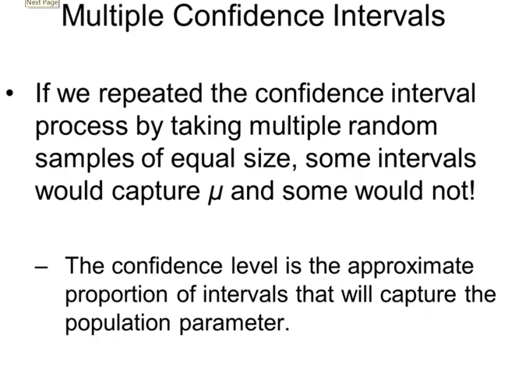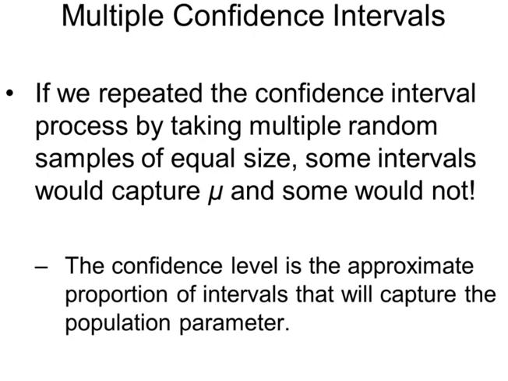Which is really helpful because it's a lot easier to get a sample mean than it is to get a population mean. The thing with confidence intervals is if we could repeat this process multiple times with random samples of equal size, some intervals would capture mu and some would not. So just because we're 95% confident doesn't mean that we actually got the population mean in there. Also, we could run this again, get a different average, and come up with totally different results. So it's dependent on the sample mean that you got.